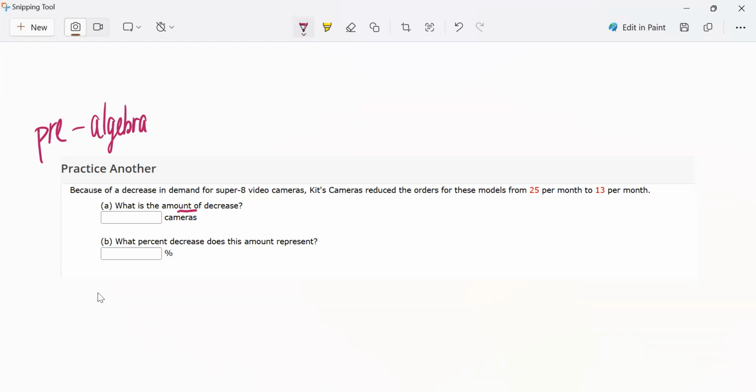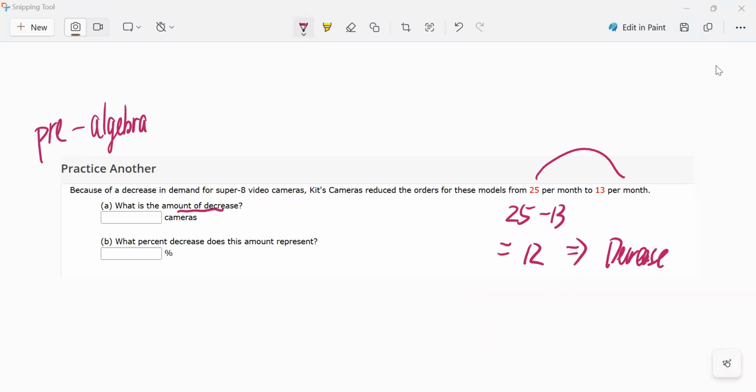So the amount of decrease, so it's going from 25 to 13, right? That means the amount of decrease will be 12. So you do 25 minus 13. So it's a 12 units decrease. It's very straightforward, don't worry. It's not complicated at all. So the camera order goes down 12 units, a decrease of 12 cameras. What percent decrease does this represent?